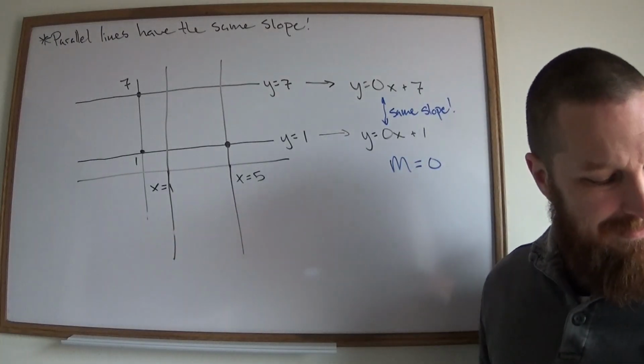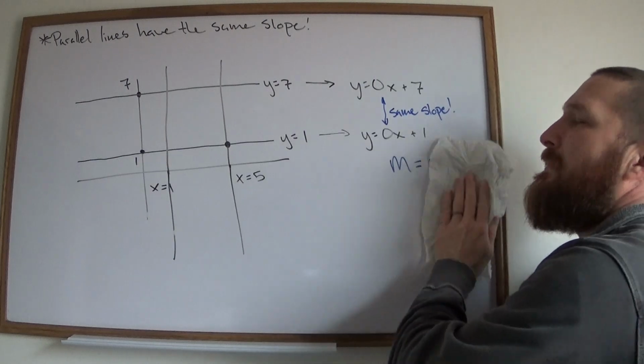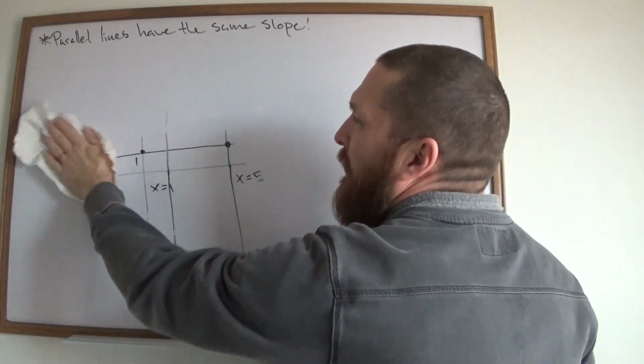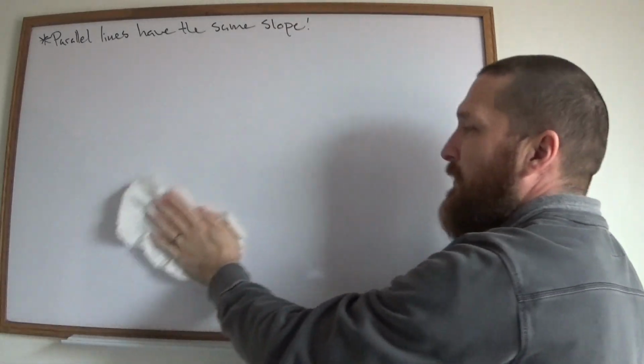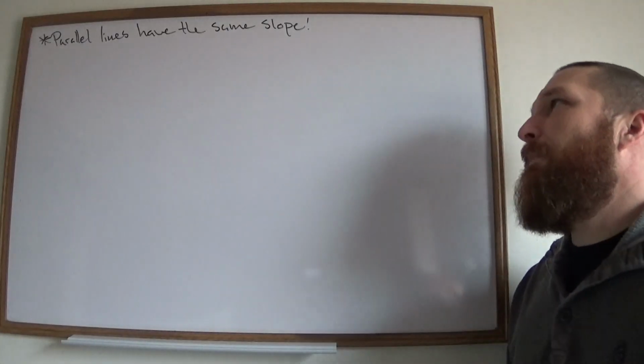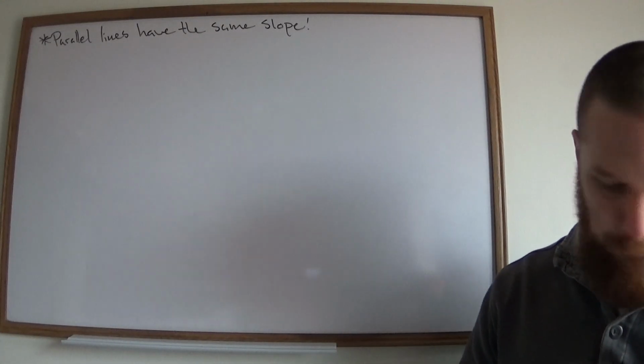But like I've said a bunch of times, we really don't care about vertical lines. It's rare that we talk about vertical lines at all. There's a better way of treating them. But right now, we're just going to go with this. Parallel lines have the same slope.